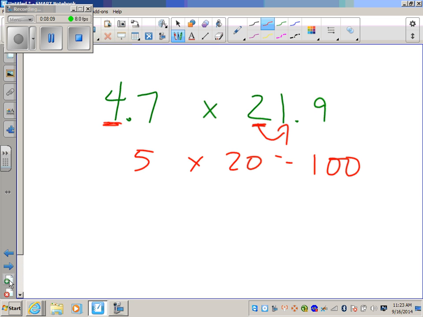I'll give you a couple to try with the method of rounding. Okay. And then we'll get to the next one.